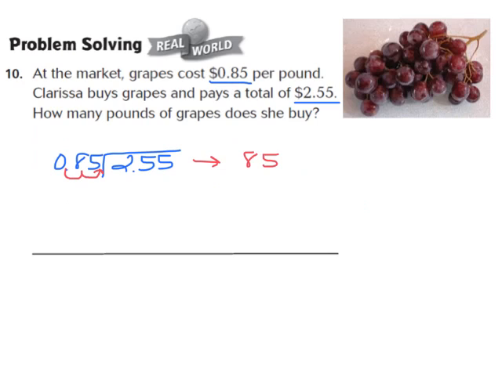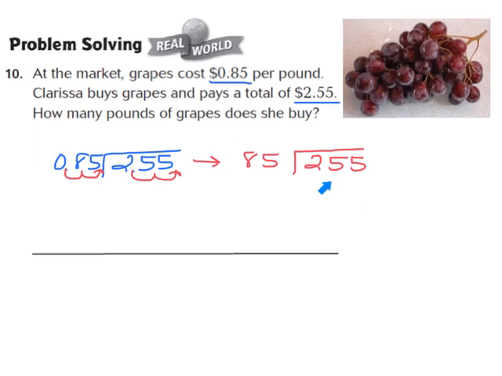Now remember, whatever you multiply the divisor by, you also have to do the same thing to the dividend. So what I'm going to do is I'm also going to multiply 2 and 55 hundredths by 100. And what that means is I can move that decimal over once, twice to the right, so that 2 and 55 hundredths now becomes 255.